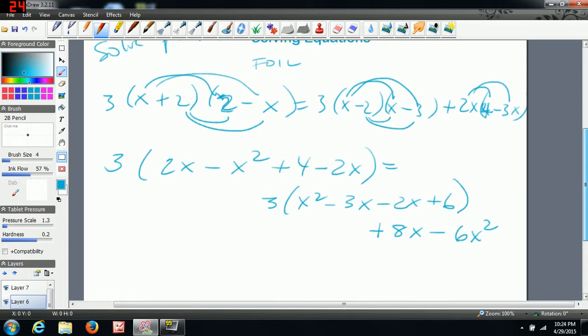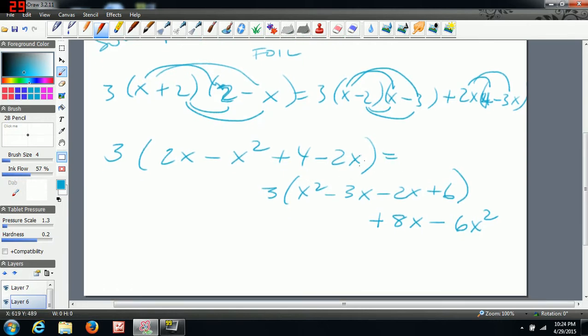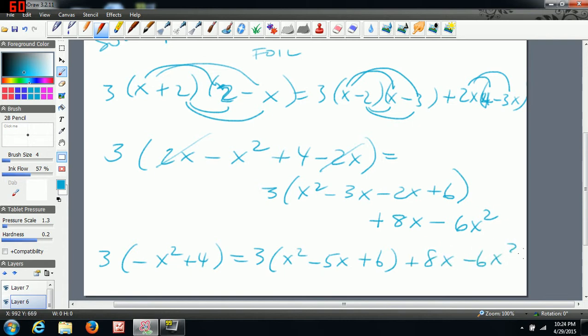Okay. So now at this point, we can simplify. We can start simplifying inside the brackets or open up the brackets. So what I'm going to do is simplify inside the brackets. So this cancels this. So I'm left with negative x squared plus 4, which is equal to 3 times this, which becomes x squared minus 5x plus 6, plus 8x minus 6x squared.